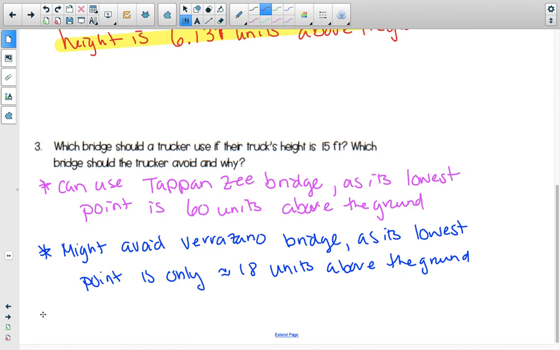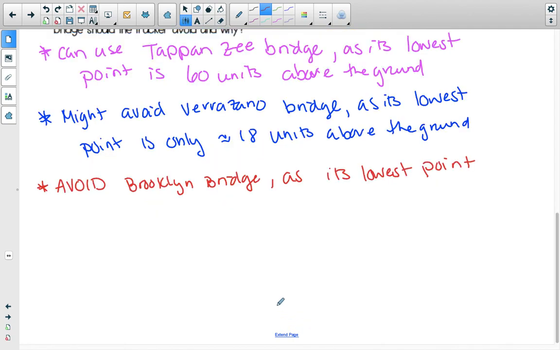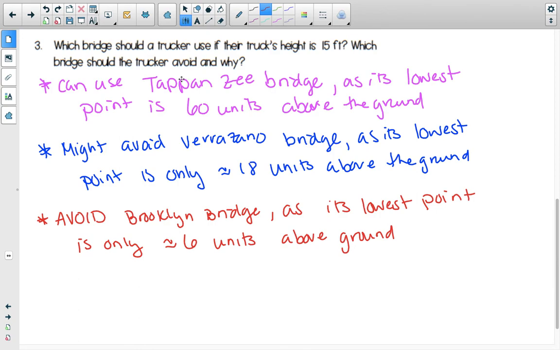But that trucker definitely must avoid Brooklyn Bridge, as its lowest point is only approximately 6 units above the ground. So they can definitely use the Tappan Zee Bridge. They might want to avoid the Verrazano Bridge, but they definitely have to avoid the Brooklyn Bridge.